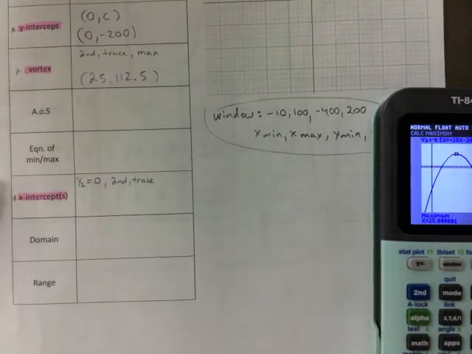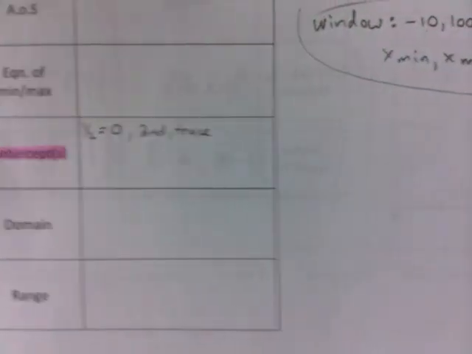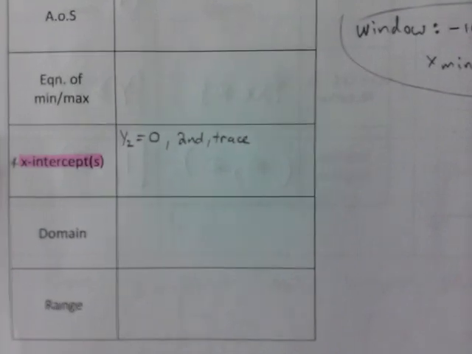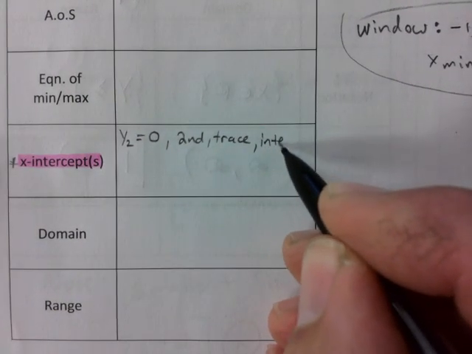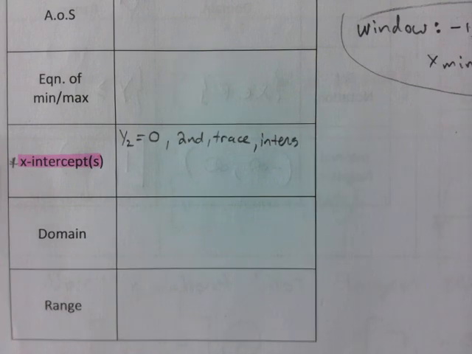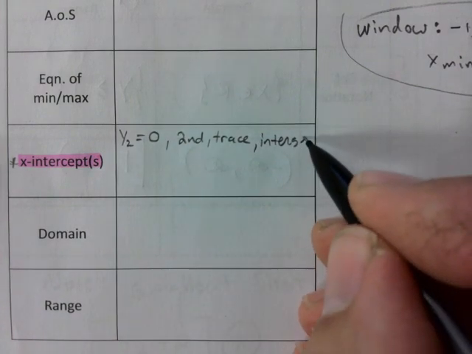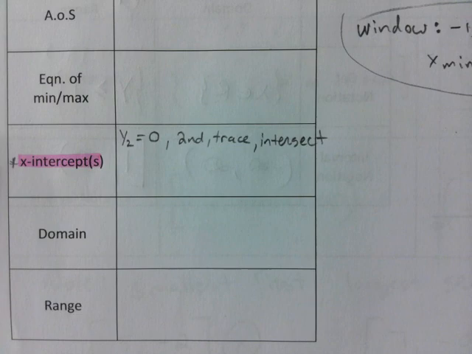Is that small or what? Here. Focus. Second trace intercept. Intersect. It's the fifth option.